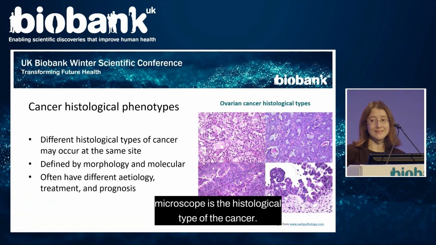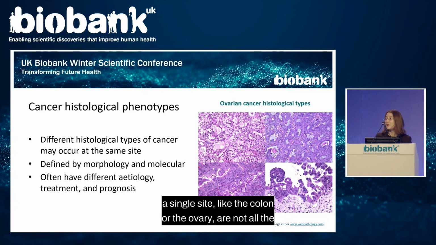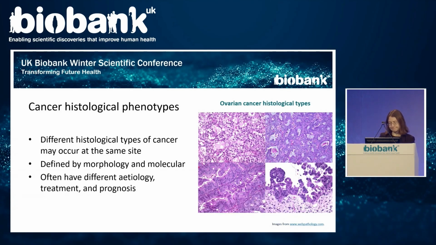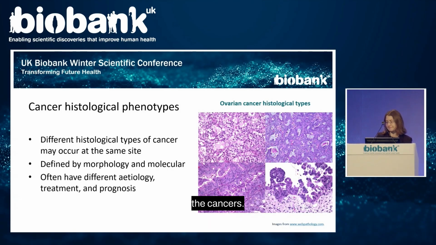So, one of the things I mentioned that we look at down the microscope is the histological type of the cancer. So as most people in this audience will know, cancers at a single site, like the colon or the ovary, are not all the same. You can divide them into different types based on the morphology, what it looks like down the microscope, and on molecular changes. And these will often have different etiology, different treatment, and different prognosis. And so that's why it's important to be able to type the cancers.